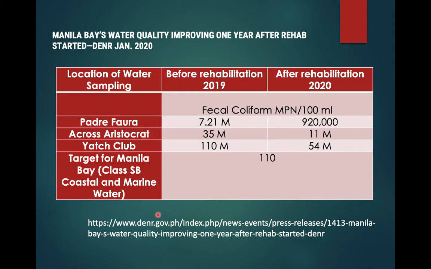As an example, here is a report from the DENR. They're looking at the change in the fecal coliforms in different water sources or water sites before and after rehabilitation. You can see from the water sampling sites in Padre Faura, across Aristocrat and the Yacht Club, that before rehabilitation there were millions of fecal coliforms. After, their coliform count went down.